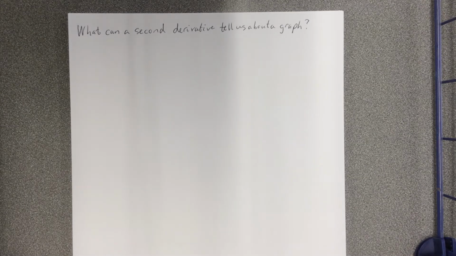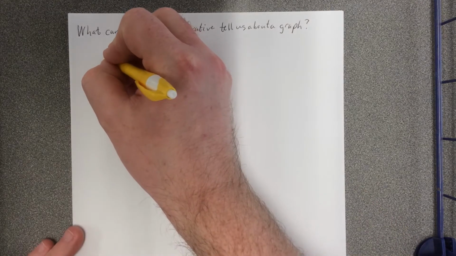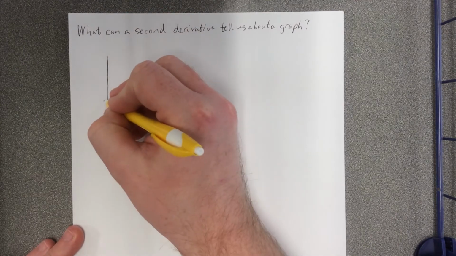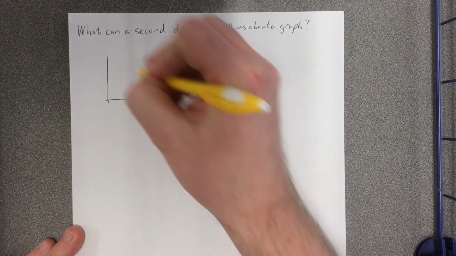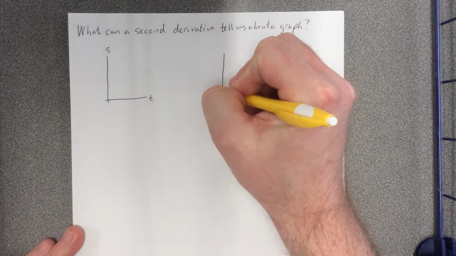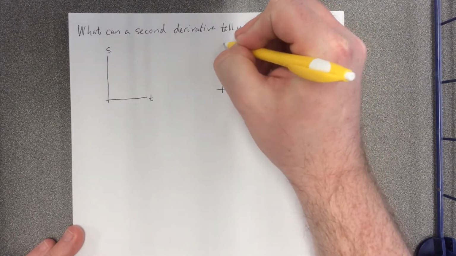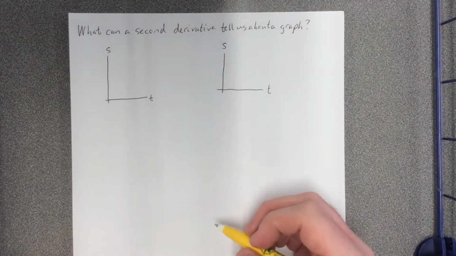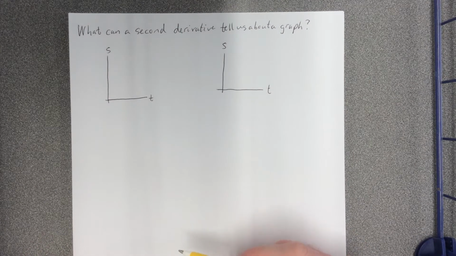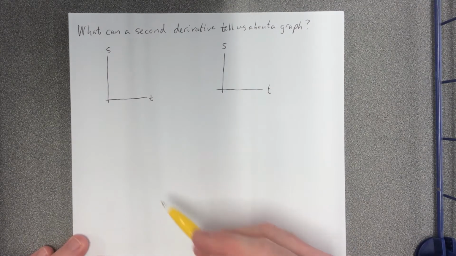Continuing our discussion of how the derivative can have an impact on the shape of a graph, the next question to pose would be, what can a second derivative tell us about a graph? What I'd like to do is consider two situations. Here's a t-axis and a position function, and a t-axis and a position function. Suppose you're in your car. Your car is at a stoplight, it turns green, and you slam on the accelerator.